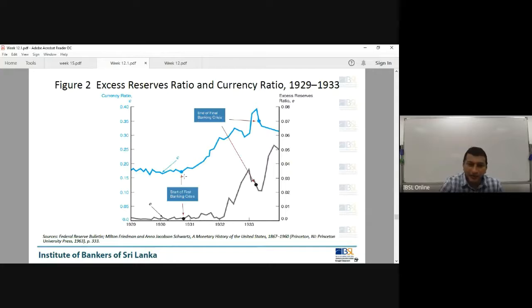Excess reserves. So you see here, beginning of the banking crisis, and then here, end of the banking crisis. All increase, both currency ratio and excess reserve ratio has increased. You can now compare this with the recent financial crisis. We'll come to that. That's why I said this application is very, very important.